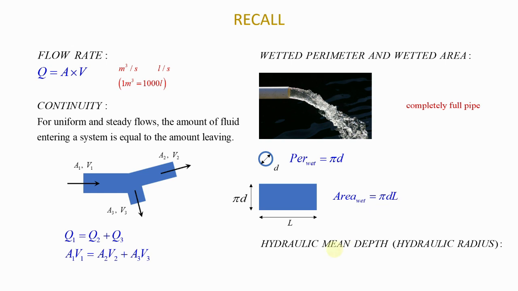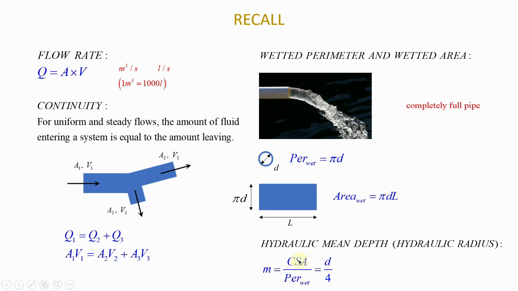So the next thing we're going to talk about is the hydraulic mean depth, also referred to as the hydraulic radius, okay? And this is simply the ratio of the cross-section area divided by the wetted perimeter, okay? So we use the letter M to refer to the hydraulic mean depth, okay? We use the letter M, and it is equal to the cross-section area of the pipe divided by the wetted perimeter of the pipe, okay? Cross-section area divided by wetted perimeter of the pipe.